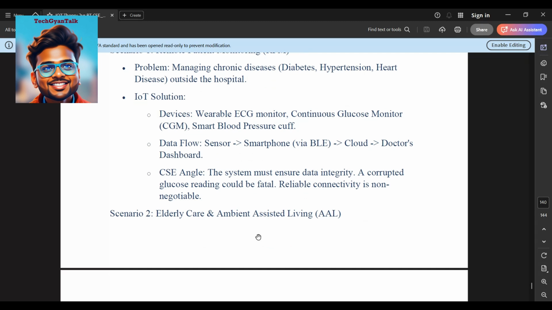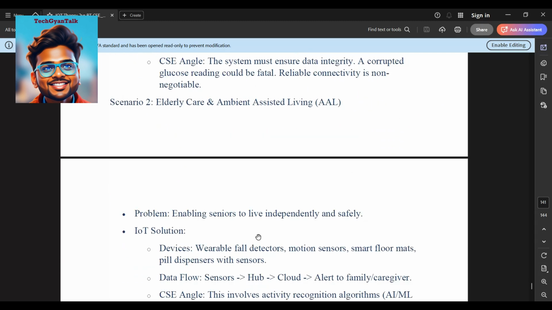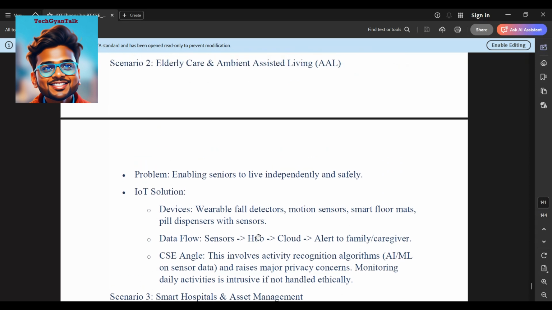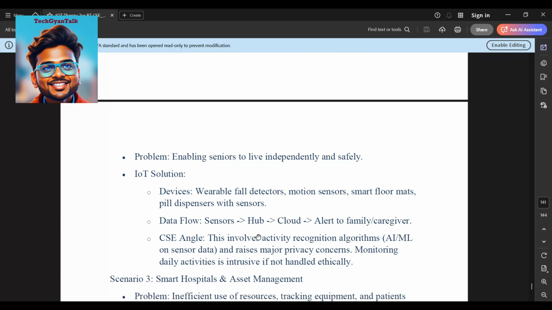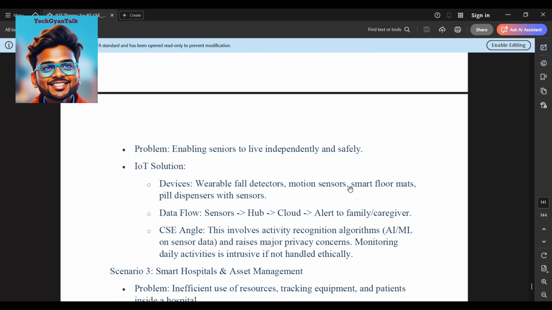We can take scenario two: elderly care and ambient assisted living (AAL). The problem here is enabling seniors to live independently and safely. IoT solutions include a wearable fall detector, motion sensors, smart floor mats, and pill dispensers with sensors. Data flows from sensors to hub, to cloud, to alerts to family or caregivers. The computer science angle involves activity recognition algorithms, AI/ML on sensor data, and raises major privacy concerns. Monitoring daily activities is intrusive if not handled ethically.